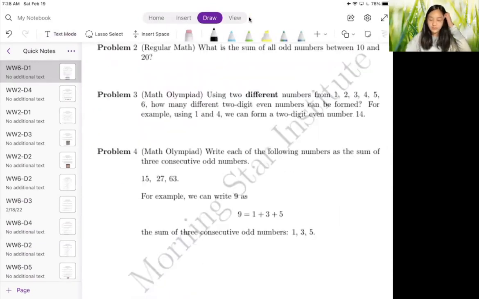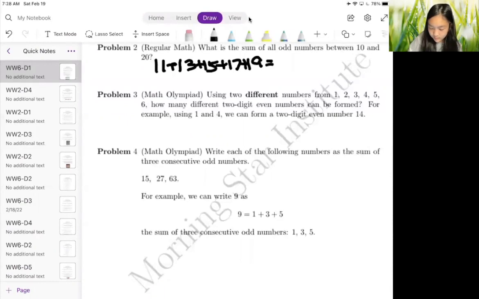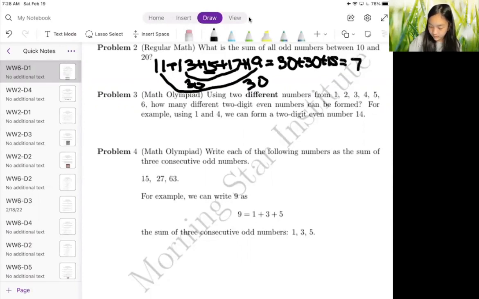Problem 2. What is the sum of all odd numbers between 10 and 20? Let's first list them out: 11, 13, 15, 17, and 19. So we should add all of them together. A quick way to do this is we can add 11 and 19, and that's 30. Then 13 plus 17, and that's also 30. And then 15 is just in the middle. So we can do 30 plus 30 plus 15, which equals 75.